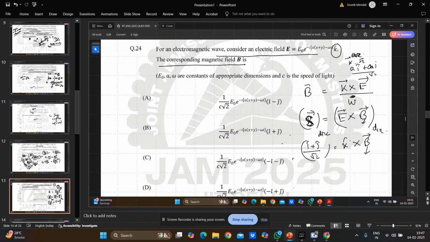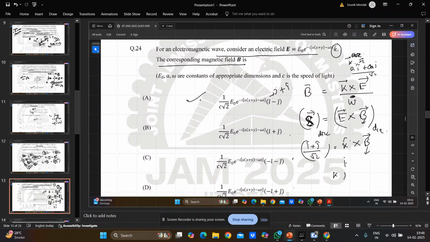So now check these options. All the options are different, there is no similarity. So try to match. What is the cyclic way of i j k? k cross i will give you j, and k cross j will give you minus i. That is the philosophy. Okay, k cross i will give you j, k cross j will give you minus i, minus minus plus.